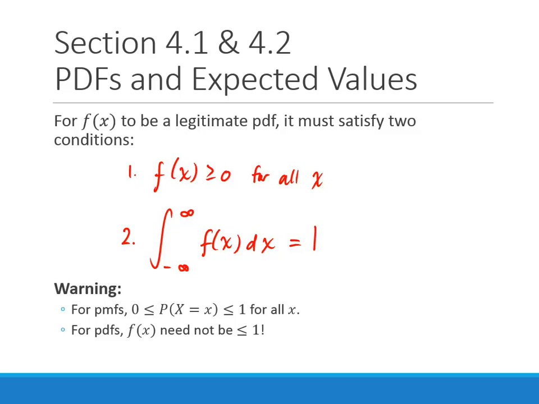But a quick warning, or something to note anyway, is that for our probability mass functions, the first condition was slightly different in that all the probabilities had to be between 0 and 1. For a probability density function, your PDF actually does not have to be. There could be values of that function f of x that are bigger than 1. So, a slight difference here as we talk about probability density functions.